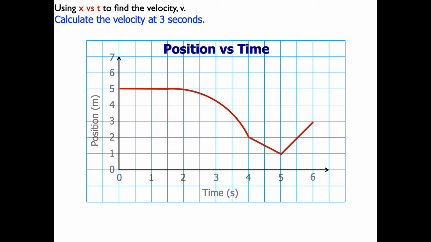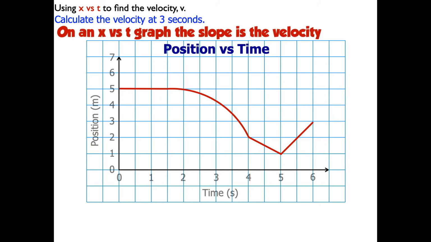What I know from physics class, or calculus actually, is that on an x versus t graph, the slope is the velocity. So really what this question is asking me to do is to find the slope at 3 seconds. So that's what I'll do. Slope is rise over run. On this graph, that's going to be the change in position divided by the change in time.